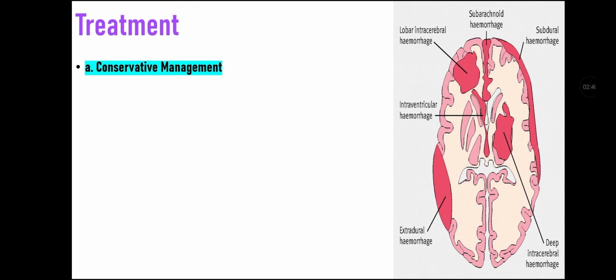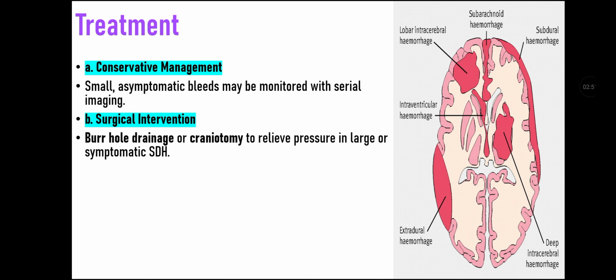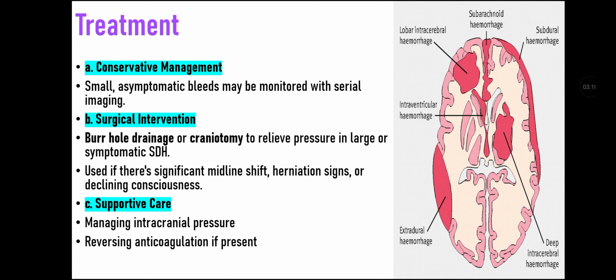Treatment of subdural hemorrhage starts with conservative management. First, when small asymptomatic bleeding is present, it can be monitored with serial imaging. Second, we can do surgical intervention. It is burr hole drainage or craniotomy to relieve pressure in large symptomatic subdural hemorrhage. It is used if there is significant midline shift, herniation signs, or declining consciousness. Third is supportive care. It is managing intracranial pressure, reversing anticoagulation if present, and seizure prophylaxis in some cases.